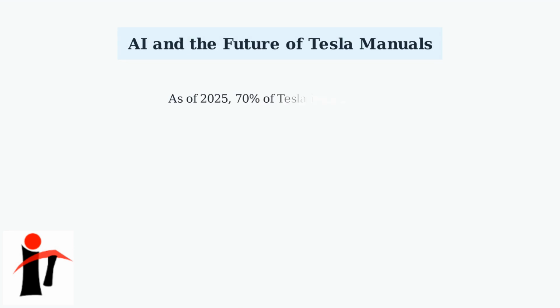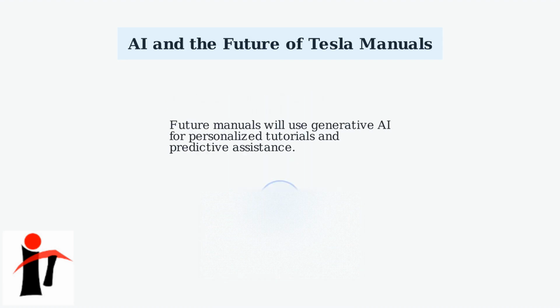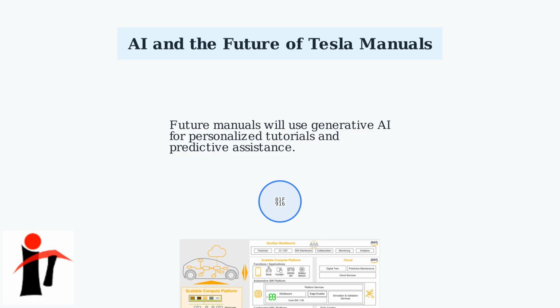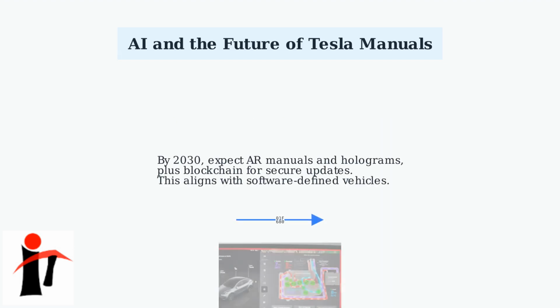Tesla's manuals are constantly evolving. As of 2025, a large percentage of interactions with the car's systems involve voice commands, according to Consumer Reports. Future manuals are expected to incorporate more AI, offering personalized tutorials and predictive assistance. This aligns with the broader EV industry trend towards software-defined vehicles.